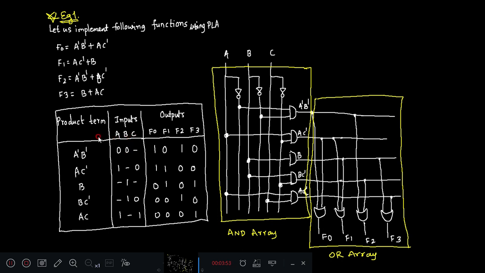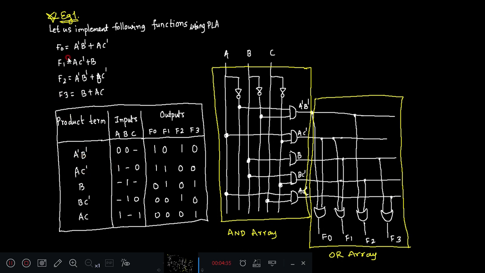So the truth table we can write with inputs a, b, c. For a' b', a' means you indicate 0 in this truth table, b' means 0. Then a c': a is 1, c' means 0. Then b is 1. Then b c': b is 1, c is 0. Then a c: a is 1, c is 1. For this input combination, which output functions will become 1? When the a' b' product term is 1, F0 will become 1 and F2 will become 1. So there we mention F0 and F2 as 1, F1 and F3 as 0, since F1 and F3 don't contain the a' b' term.